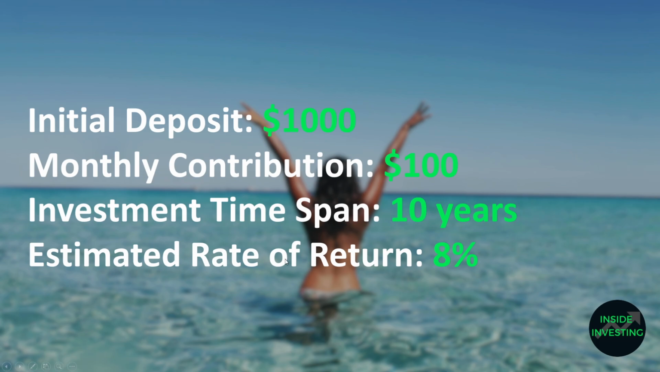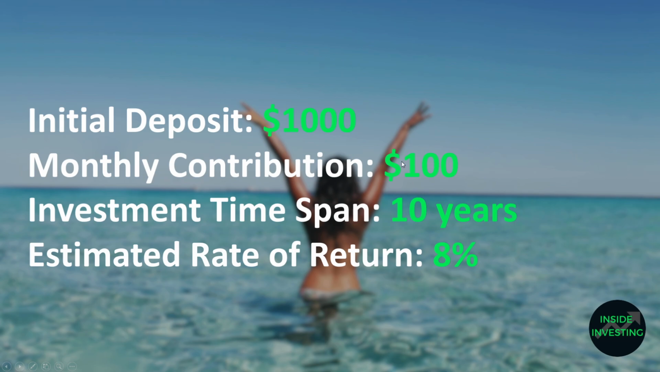And then the estimated rate of return. We can also show you today during this video how you can see or at least estimate what the rate of return might be. So in our first case example, we said the initial deposit is €1,000 or $1,000 in this case. So we say we've got $1,000 that we can directly invest into our broker account, into our investment account. Then the monthly contribution is going to be $100.